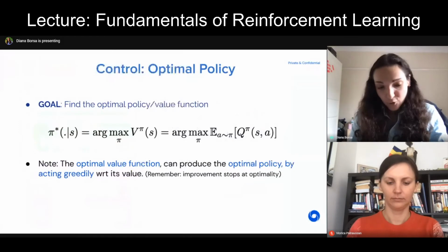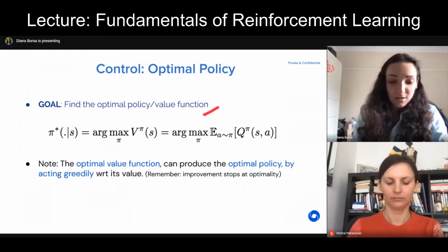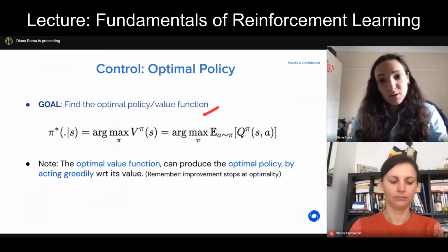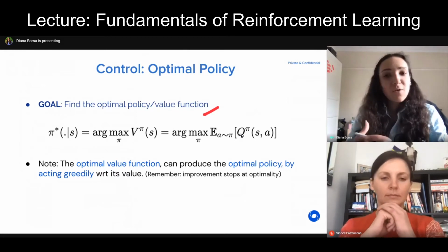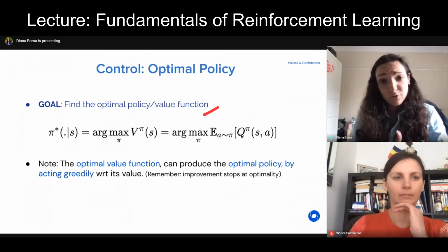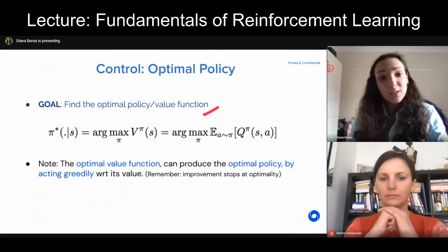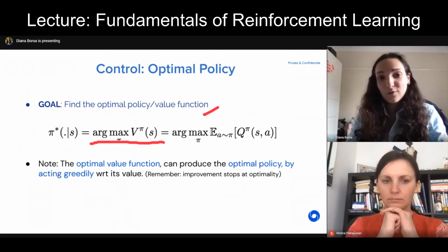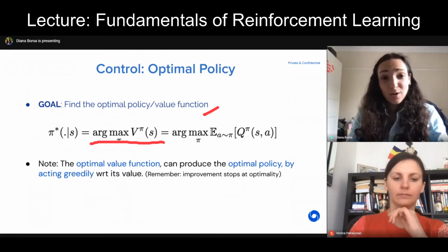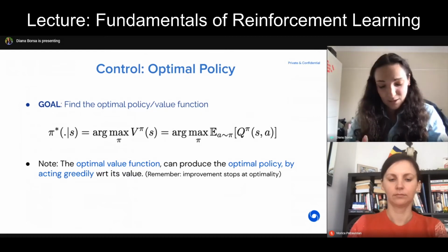So control is about finding the optimal policy or the optimal value function. These are equivalent, because if you do have the optimal value function, you can produce an optimal policy by just acting greedily with respect to this value. This falls naturally from the previous greedy improvement step: if we have the optimal value function and get a greedy policy with respect to it, that policy should be an improvement over this value function. But we know we can't improve over the optimal value function, by its definition. So the greedy policy that we get out of the optimal value function is actually an optimal policy that will have the same value as the optimal value function.